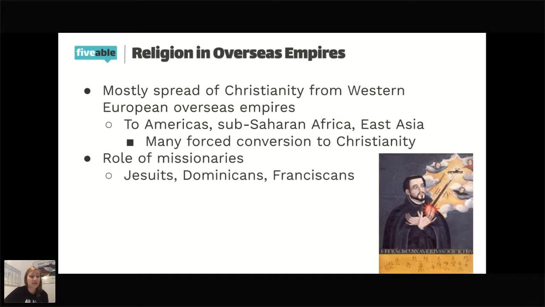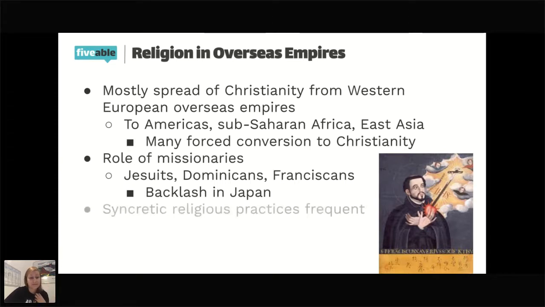They want to go and convert non-Christians to Christianity. And in some cases, we see backlash to this missionizing effort. Japan is a good example where they were open to trade from the rest of East Asia. They closed off their ports to these Christian missionaries.